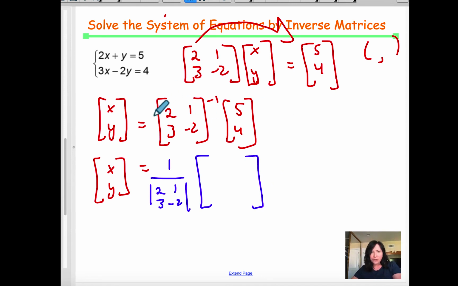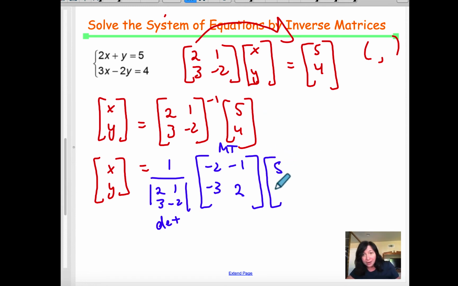The transpose of this is MT. This is 1 over my determinant, and this formula is on that other page. Anyway, the transpose flips these two numbers. So this -2 goes up here, this 2 goes down here, and then 1 becomes -1, 3 becomes -3. Oh, and don't forget this little number out here, our resultant. So we've got to multiply some stuff with that.